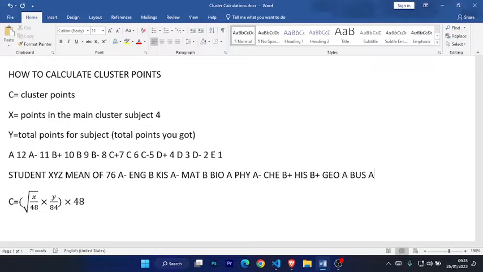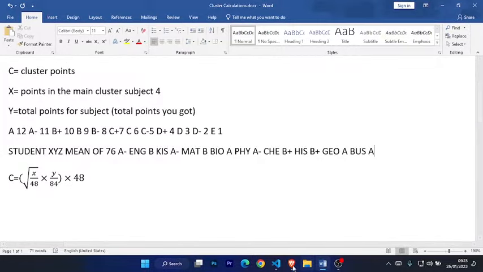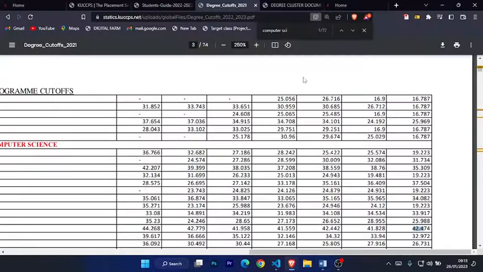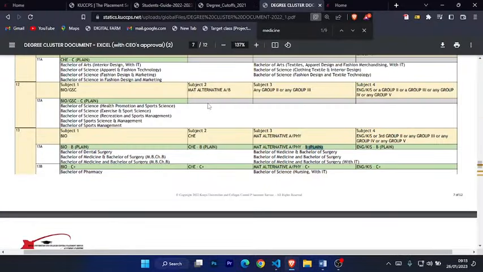First of all, we are going to calculate the cluster points to see if she can fit in a medicine school. So remember the document that we used. Then we are going to use this document here. So we come to the bachelor's degree of medicine, Bachelor of Medicine and Bachelor of Surgery, Medicine and Surgery. So what will be our first cluster subject? Our first cluster subject, as you can see from this documentation from Cooks, is biology. You must have a B plain.